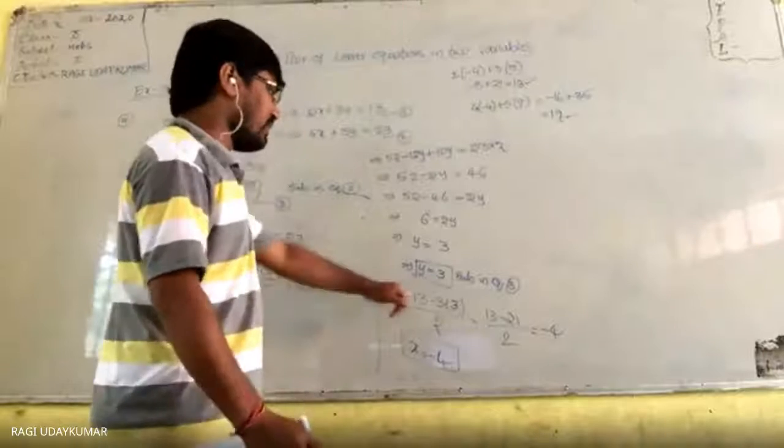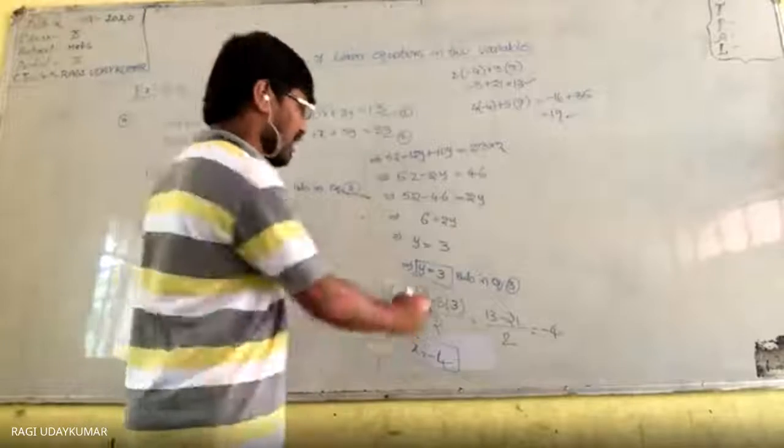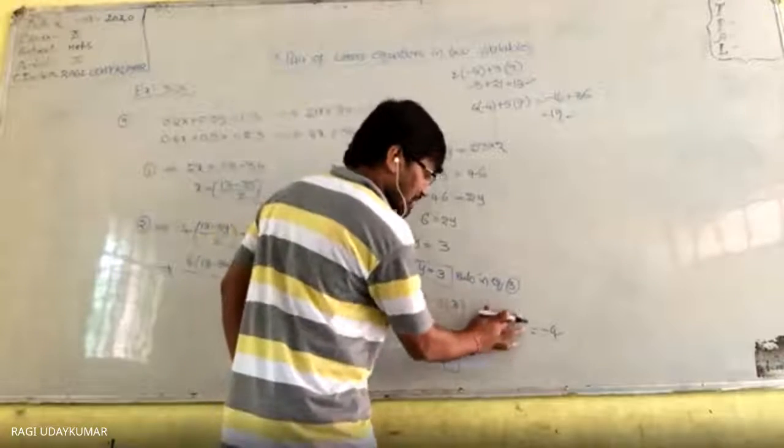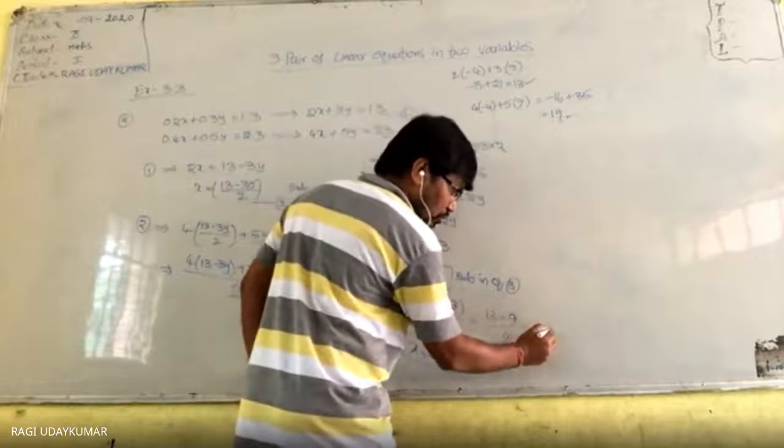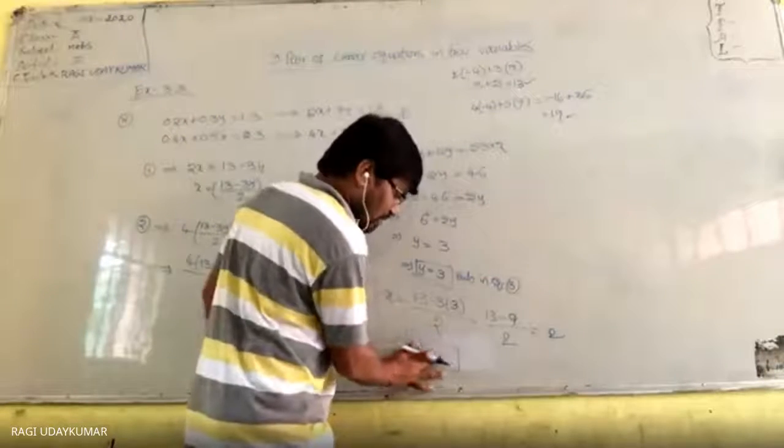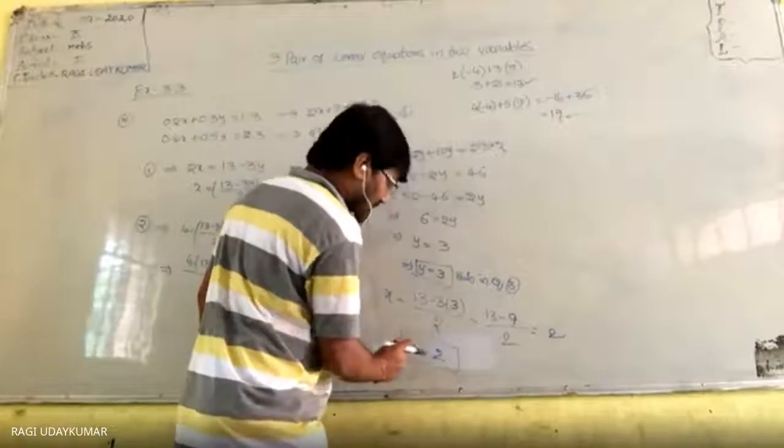ओके, सर x का भी गलत है. x का भी सर 8. तो 3 इधर भी y सब्स्टिट्यूट करना है. 13 माइनस 9 आ जाएगा. 13 minus 9 is equals to 4 है. 4 by 2 is equals to 2 है. So now x is equals to 2 and y is equals to 3.